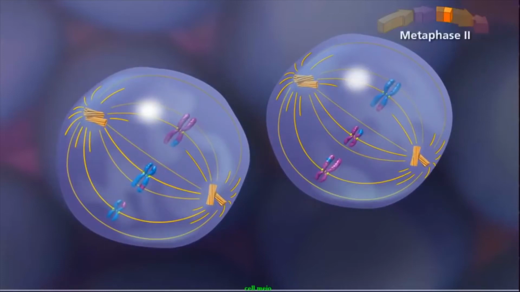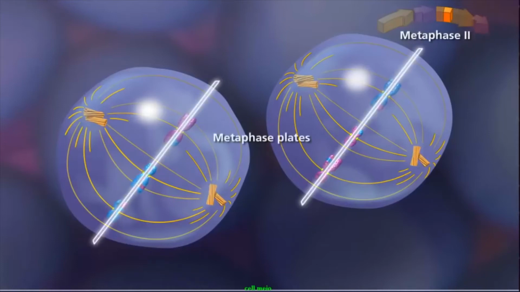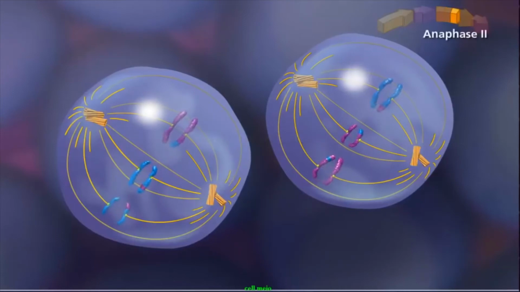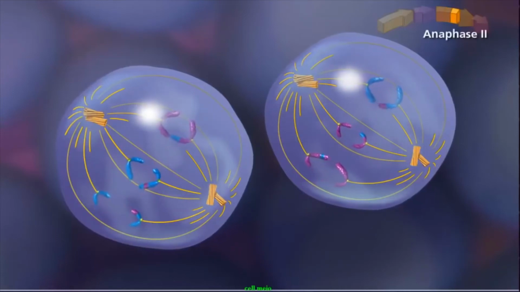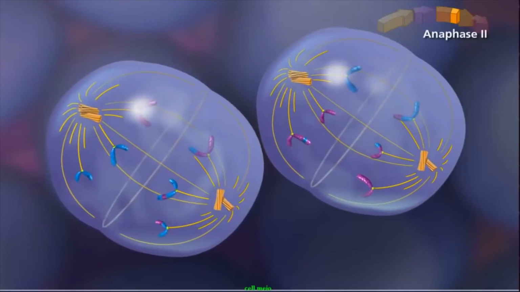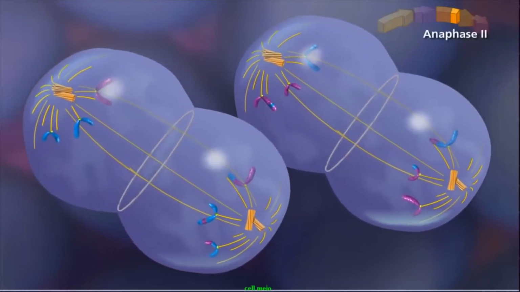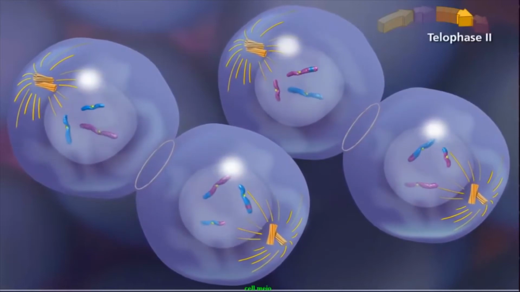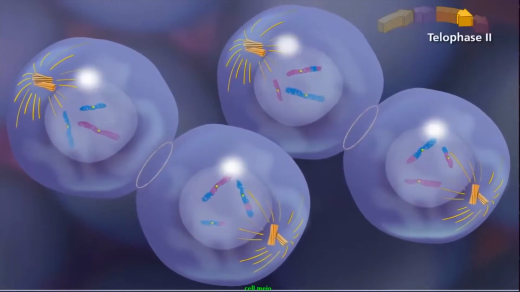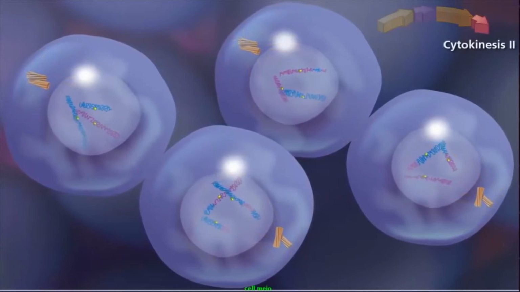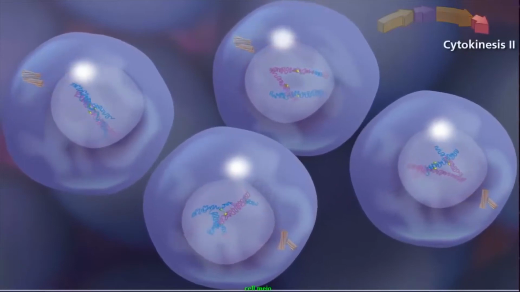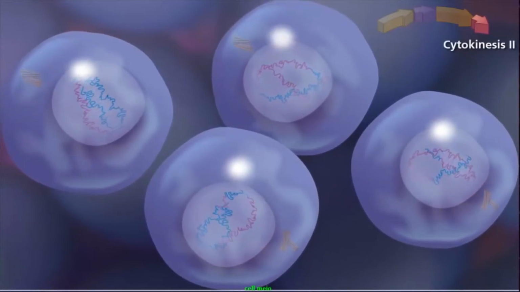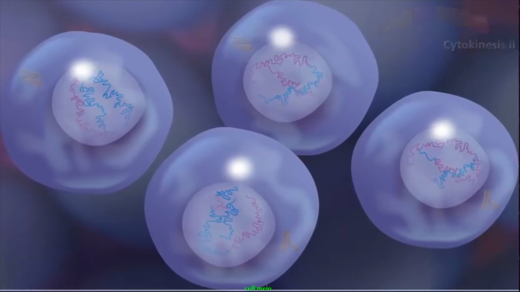The spindle aligns the sister chromatids along the metaphase plate during metaphase 2. During anaphase 2, sister chromatids separate and individual chromosomes move toward the poles. The entire process ends with telophase 2, as the chromosomes decondense and the nuclear envelope reforms. Cytokinesis occurs and cleavage furrows separate the two daughter cells into 4 haploid daughter cells.